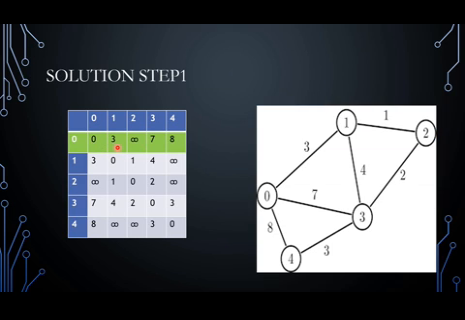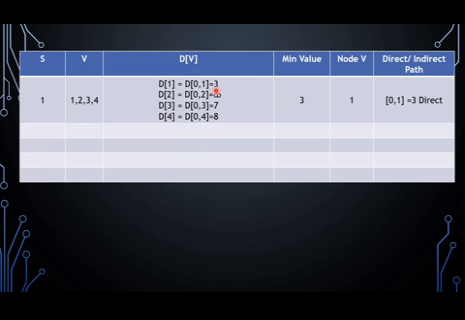So distance from 0 to 1 is 3, 0 to 2 is infinity, 0 to 3 is 7, 0 to 4 is 8. That is what I have written. 0 to 1 is 3, 0 to 2 infinity, 0 to 3 is 7, 0 to 4 is 8. So now I have put all the labels.